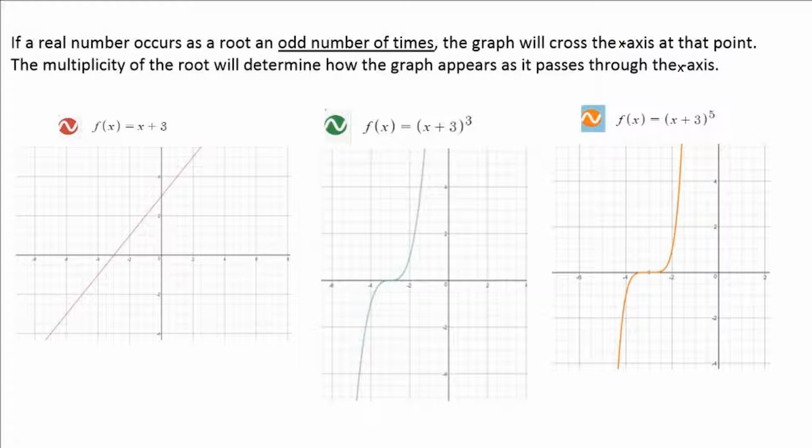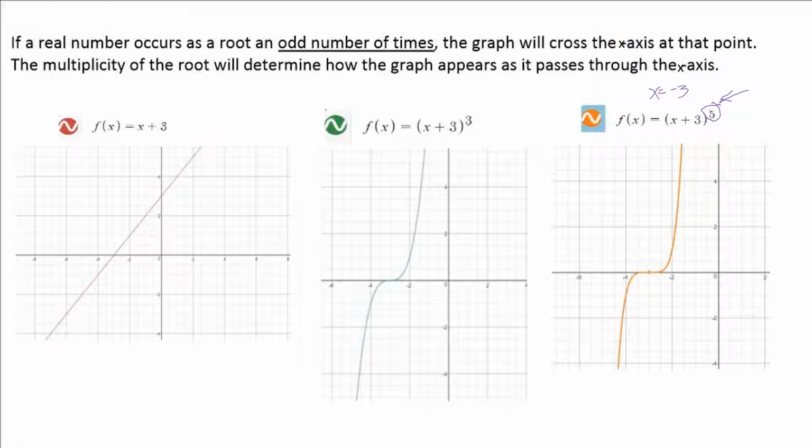Notice that x equals negative 3 occurs as a root 5 times in the orange polynomial here, because the power on x plus 3 is 5. Another way of saying this is that the root has a multiplicity of 5. In other words, we know the root here is x equals negative 3, and because of this power of 5, we're going to count that root 5 times.